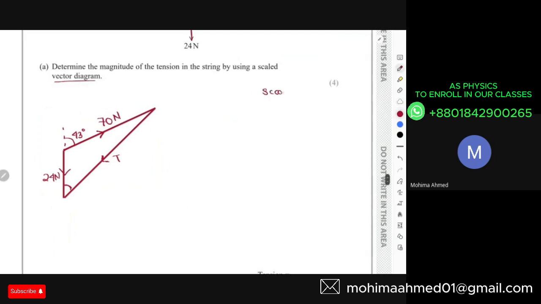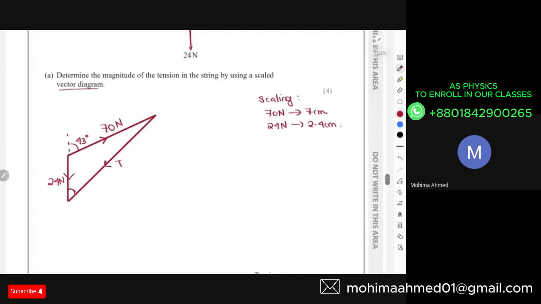For that scaling, I have to represent 70 Newton as 7 centimeters and 24 Newton as 2.4 centimeters. So after plotting this length for 70 and 2.4, I'll be able to easily measure the line length of the tension. Whatever the length that I get for this tension line, I just have to multiply by 10 to get your final actual value for the magnitude of your tension.